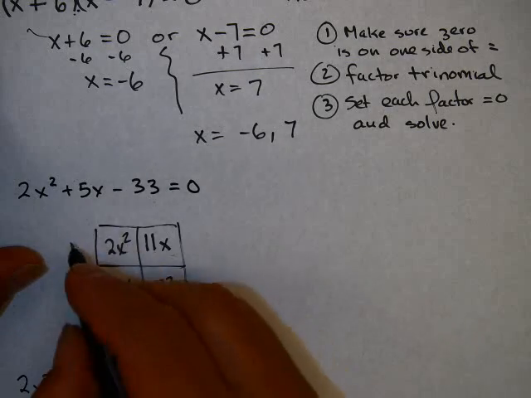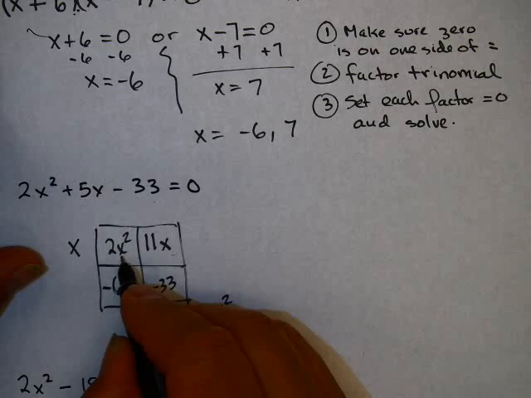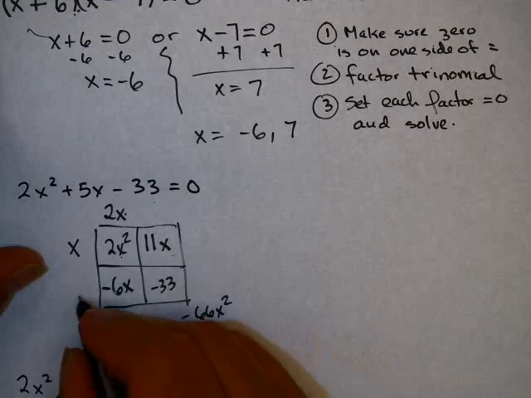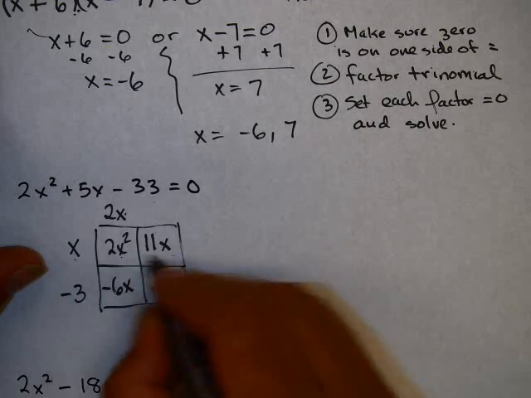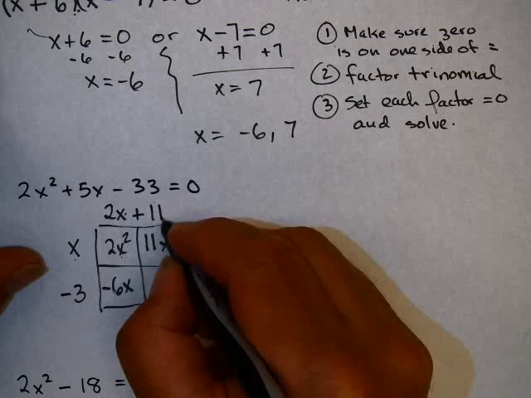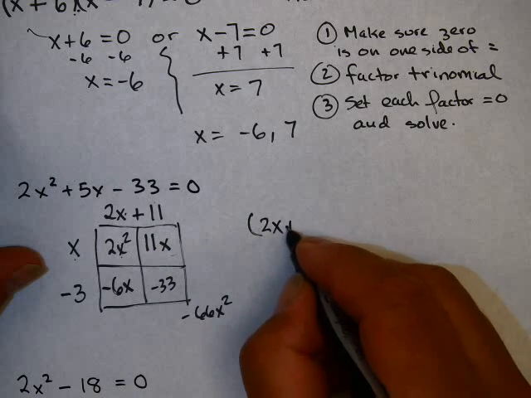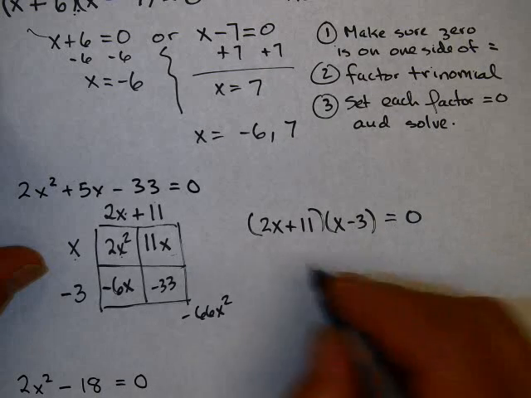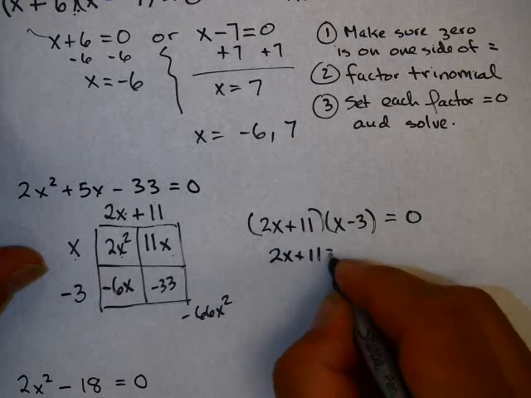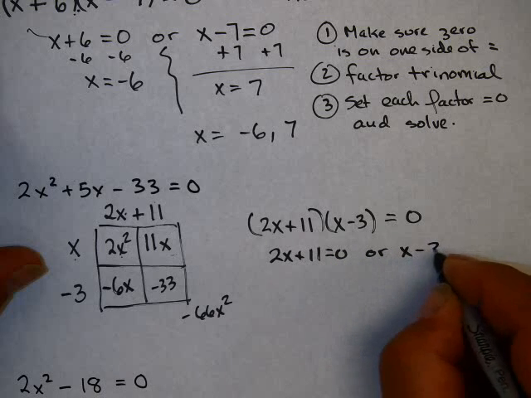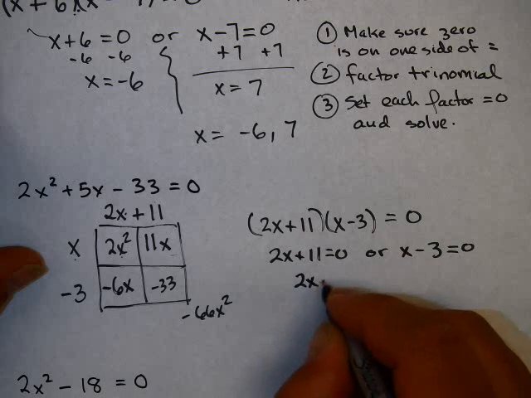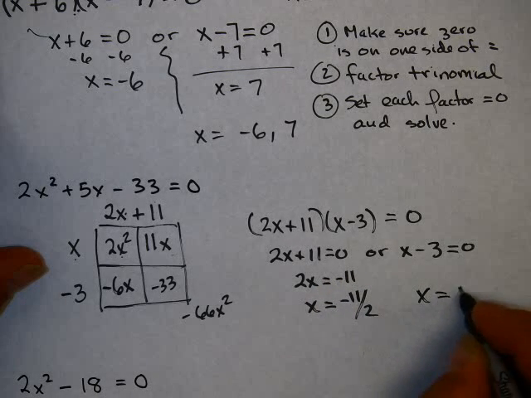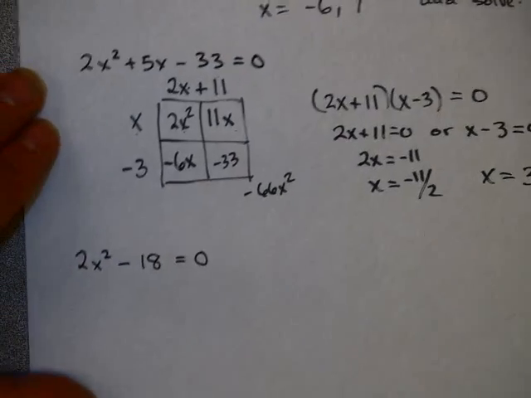Looking across this row, I can factor out only an x. x times what is 2x squared? That's 2x. 2x times what is negative 6? That's minus 3. x times what is 11? That's plus 11. So this factors into 2x plus 11 times x minus 3 equals 0. That tells you 2x plus 11 equals 0, or x minus 3 equals 0, which tells you that 2x equals negative 11, or x equals negative 11 halves, or x equals 3. So there is your solution.